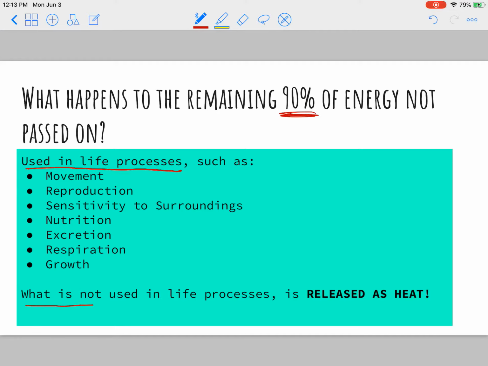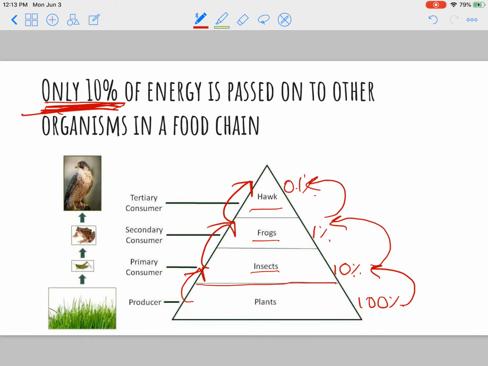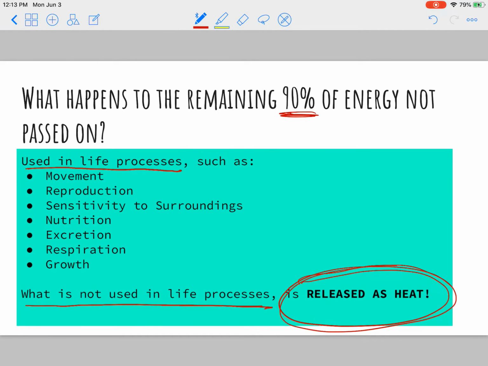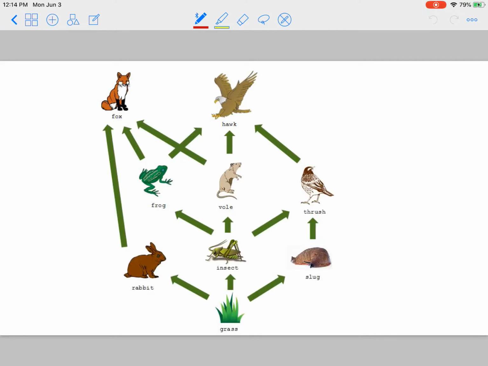Now, what percentage of that 90% is going to be released as heat in the atmosphere? Anything not used to help that animal survive and reproduce is going to be released as heat in the atmosphere. So again, only 10% of energy is passed on to organisms. The 90% of energy is being used by the animal to help it survive and reproduce. Of that 90%, whatever is not used is going to be released as heat into the atmosphere.